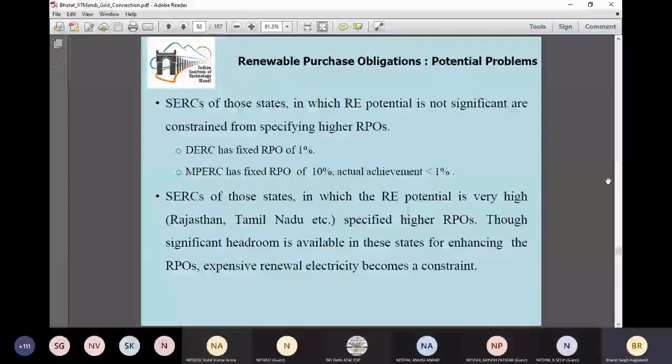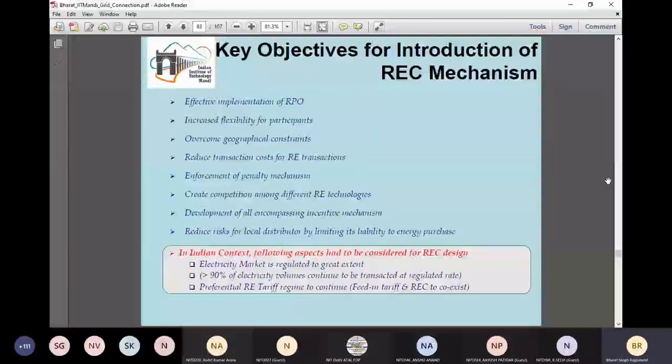What was the problem? The problem was that, as I mentioned initially, whenever we are talking about meeting an RPO requirement, it is expected that the state is able to produce renewable energy and able to consume it also. But some of the states have geographical constraints, so they are not able to produce the renewable energy for their consumption, and the number of wind farms, solar farms or other renewable energy projects is also limited.